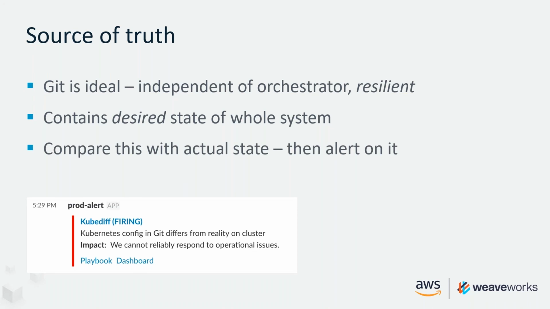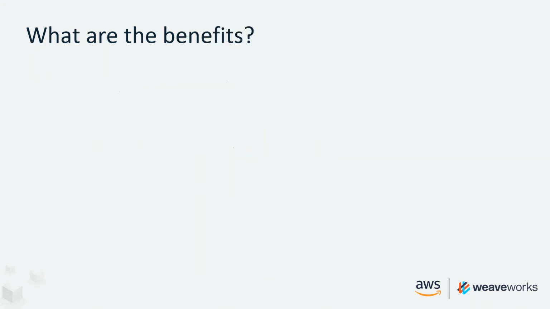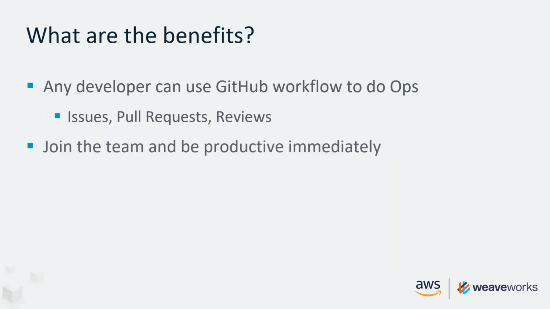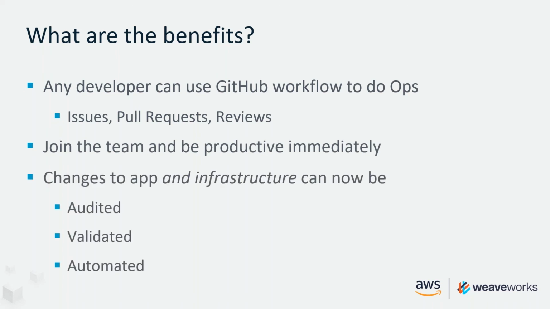What are the other benefits of taking this approach? Any developer can use GitHub-like workflows to do operations tasks. There's issues, pull requests, and reviews. You can join the team and be productive immediately if you're familiar with the standard workflow a developer's used to. And we can audit all of the changes to infrastructure. All the modifications to infrastructure can be validated, and of course they can be automated.